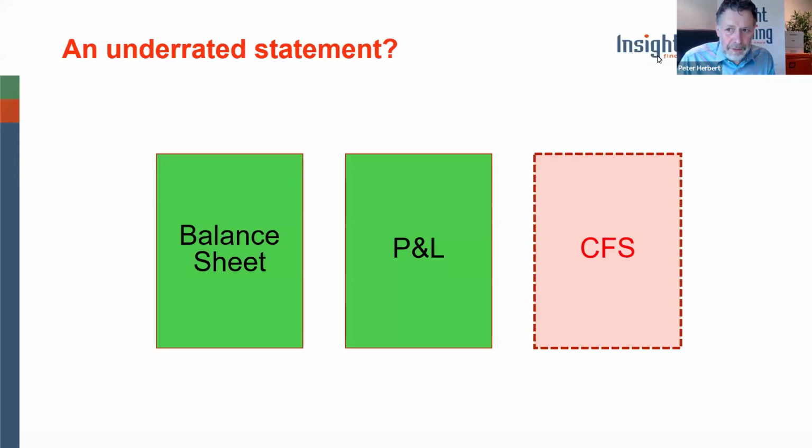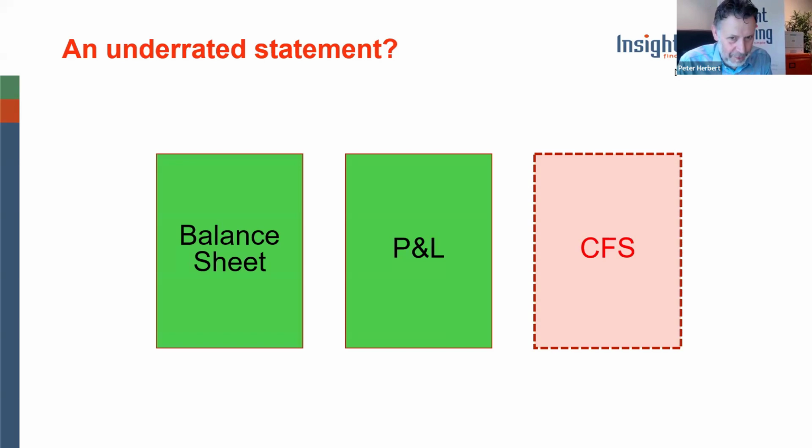So in terms of cash flows, we have, yes, our three main primary statements, don't we, in annual accounts: the balance sheet and the P&L and the cash flow statement. And I guess the sense of the cash flow being the underrated statement is that so often when annual accounts are prepared, the cash flow is kind of the balancing figure, isn't it, between the opening and closing balance sheet position and profit and loss for the period.